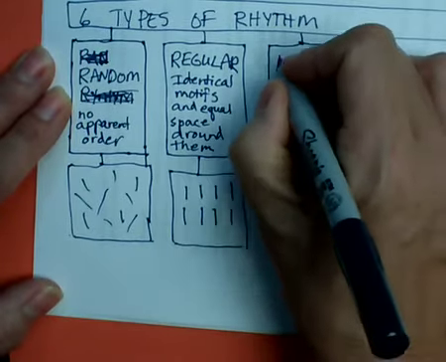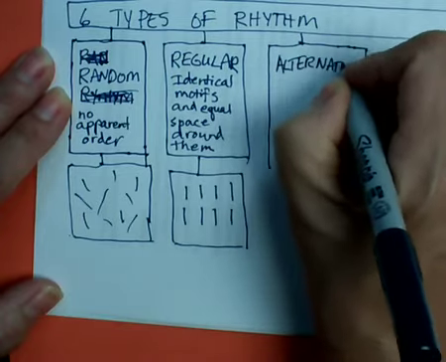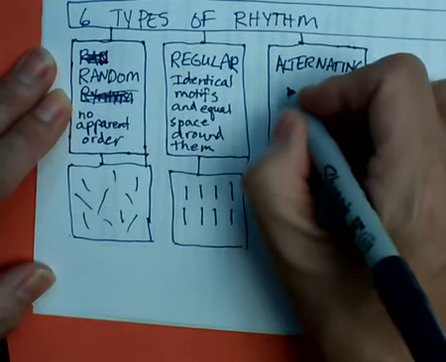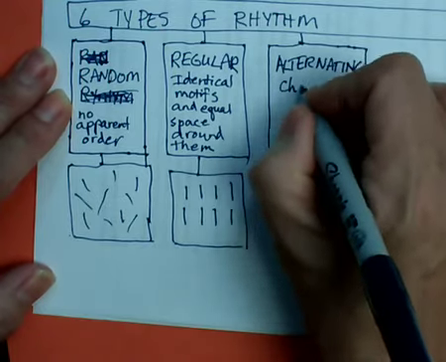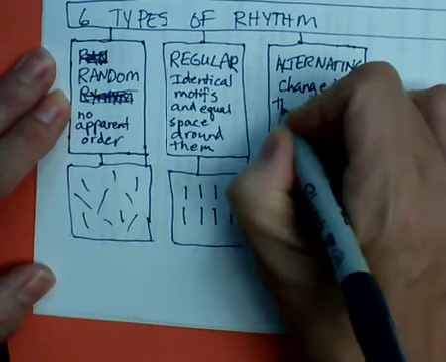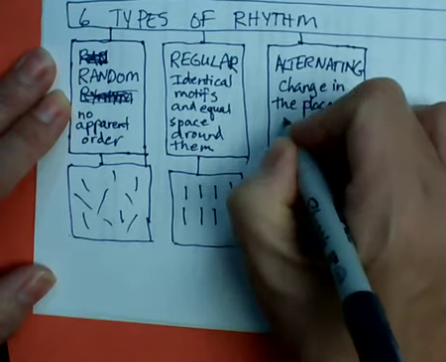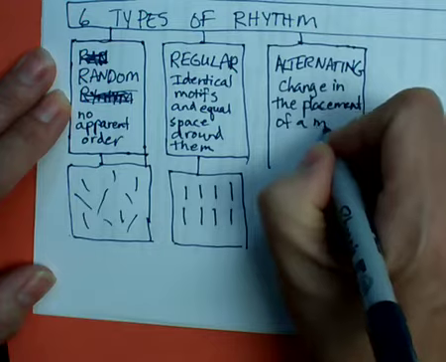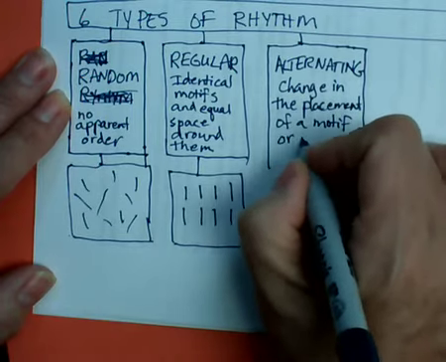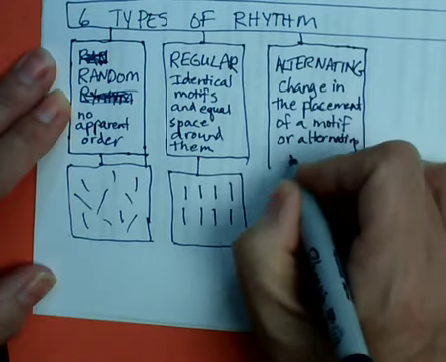All right. Good word. Alternating. These are things you've probably studied in math. And that means a change in the placement of a motif, or alternating two or more motifs.